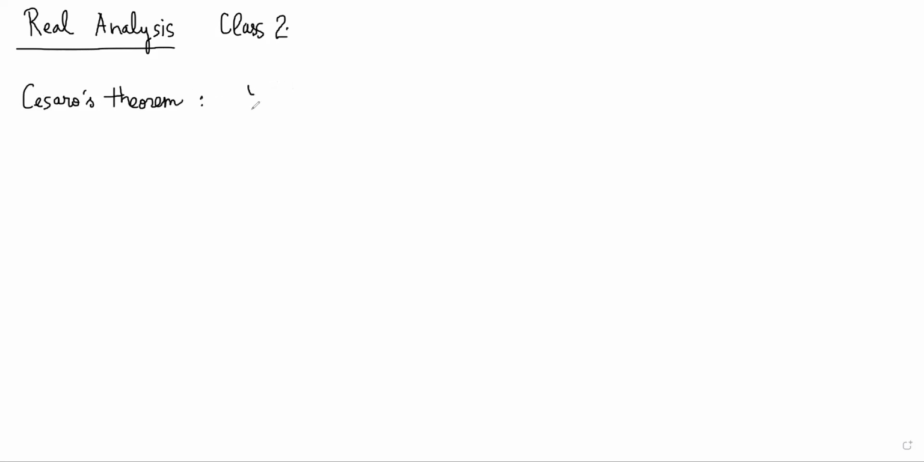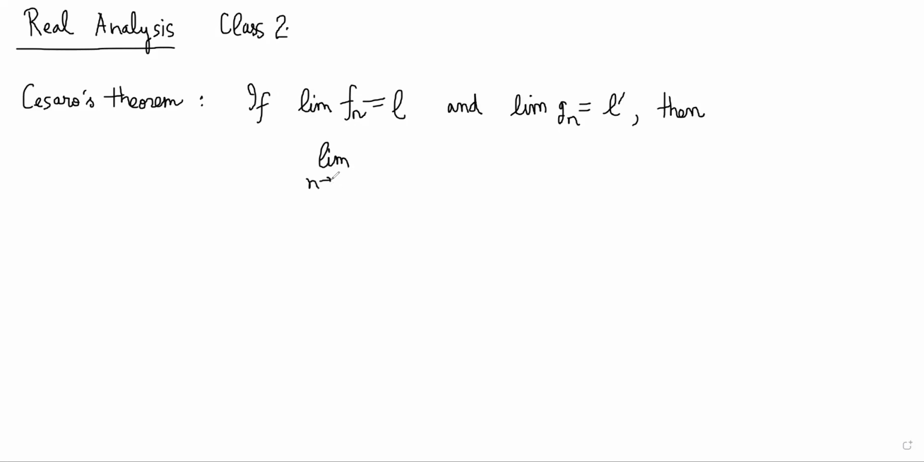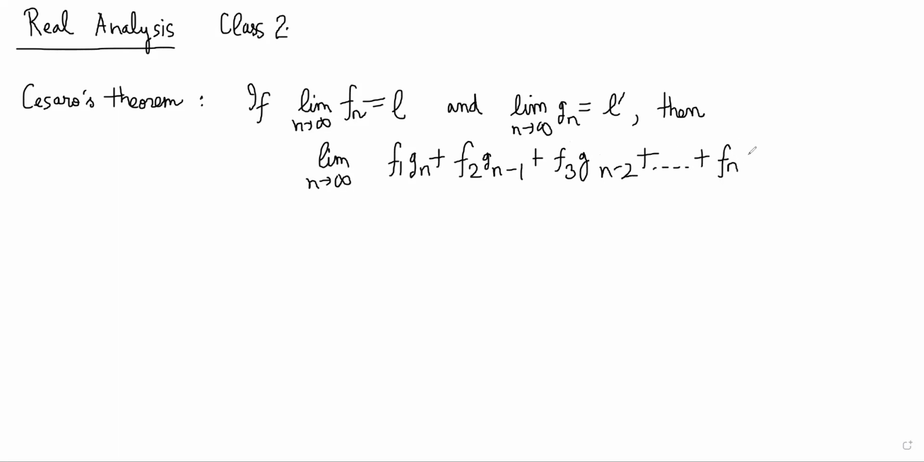It says that if the limit of f of n is equal to L and the limit of g of n is equal to L dash, then, with all of these limits as n tends to infinity, the limit as n tends to infinity of f1 gn plus f2 gn minus 1 plus f3 gn minus 2 and so on plus fn g1, divided by n, is equal to L into L dash.